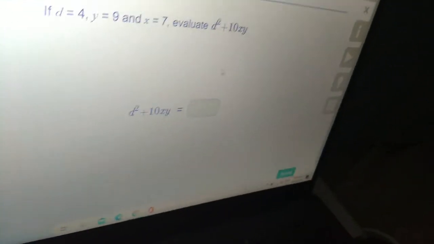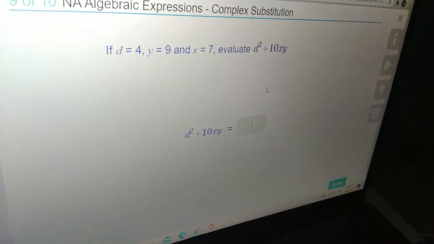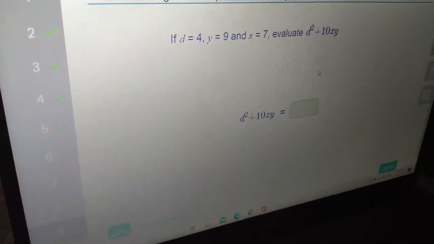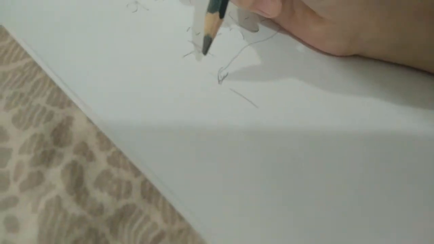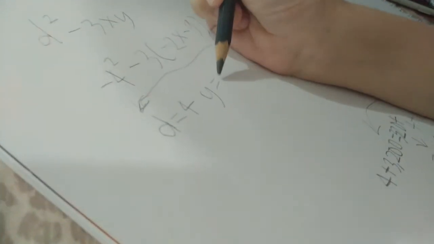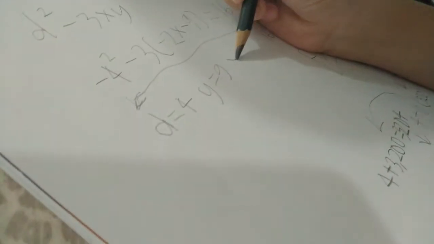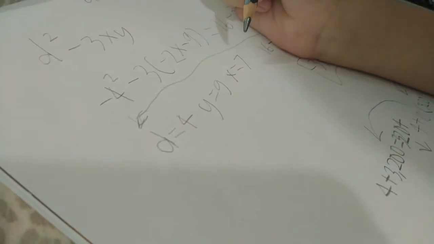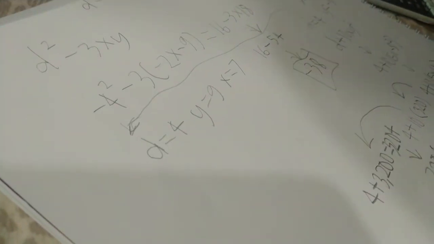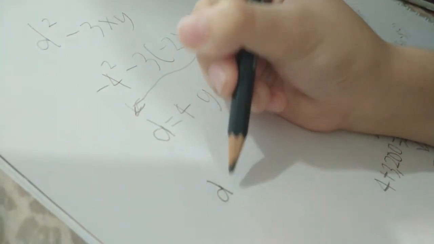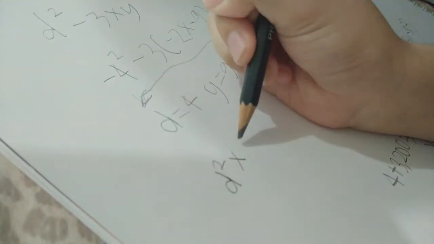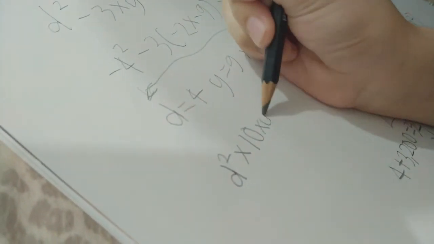Oh my gosh. Okay, d squared. This time d equals 4. Oh, it's the same as this. Okay, we do it again. Now y equals 9, and x equals 7, and if I get d squared equals 10xy. Copy the problem first: d squared times 10xy.